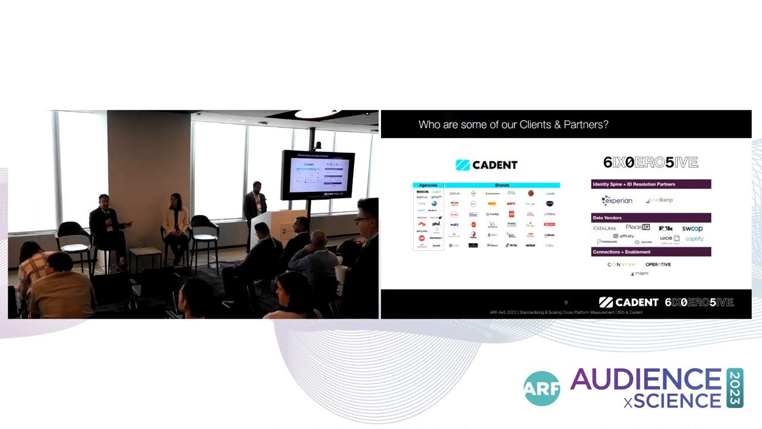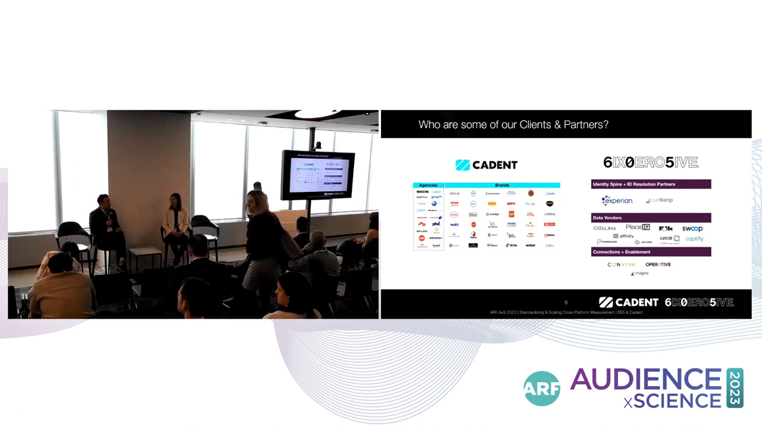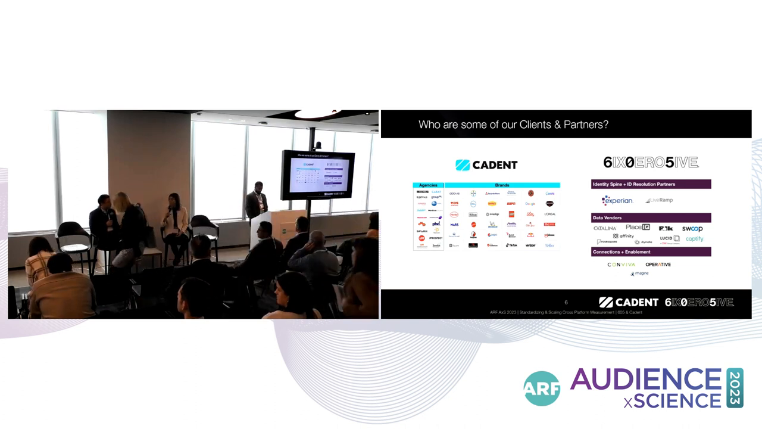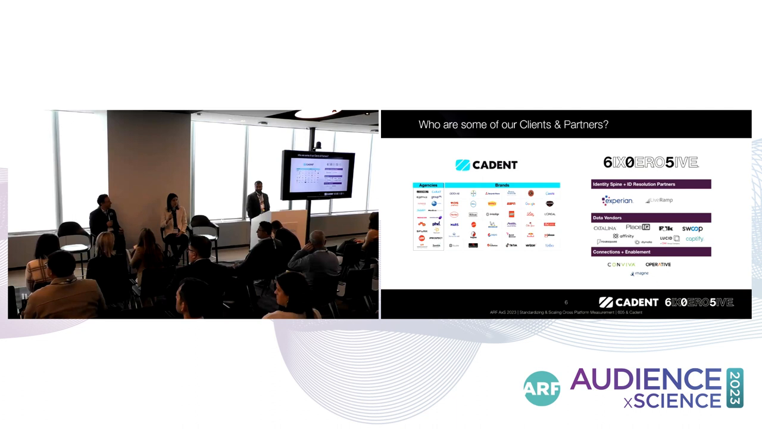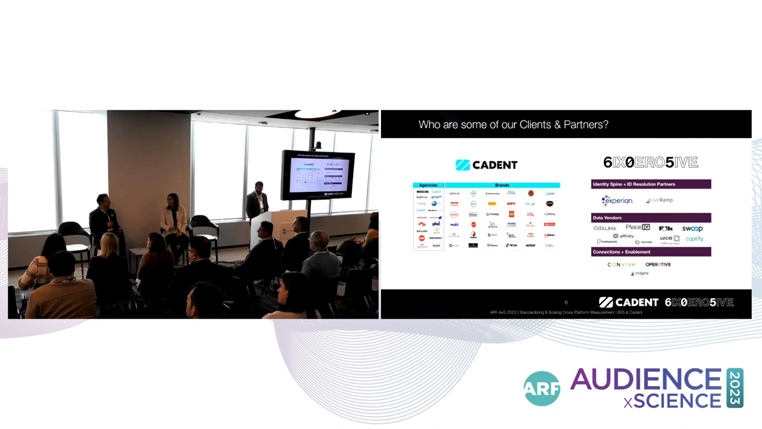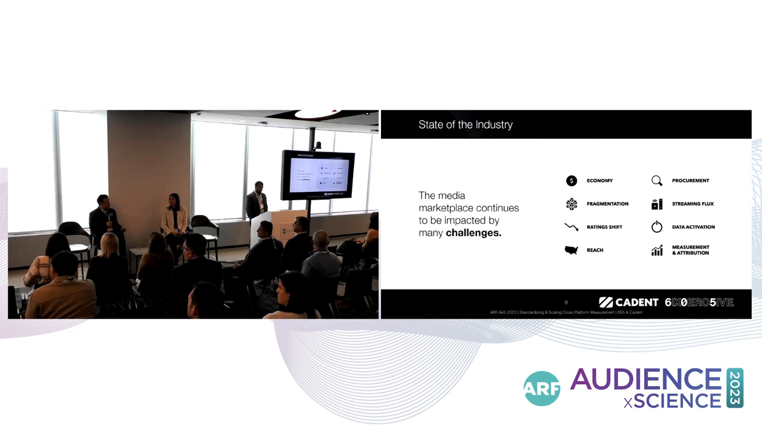We just wanted to give you some context about who both of our companies work with. From the buy side perspective, Cadent really services the agencies and any respective clients. And from 605, we've put up some of our partners and vendors, not our clients. Our clients in general are publishers, brands, and agencies. But since we are a tech company, we need to partner with various outcome vendors, data vendors, and various people who are at this conference. So it's a whole ecosystem.